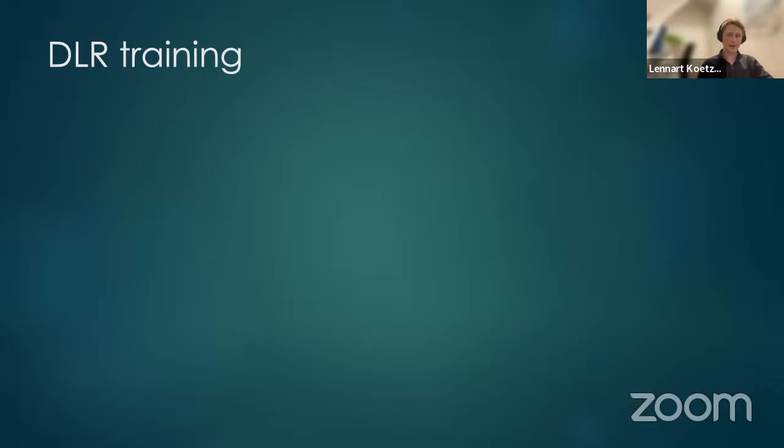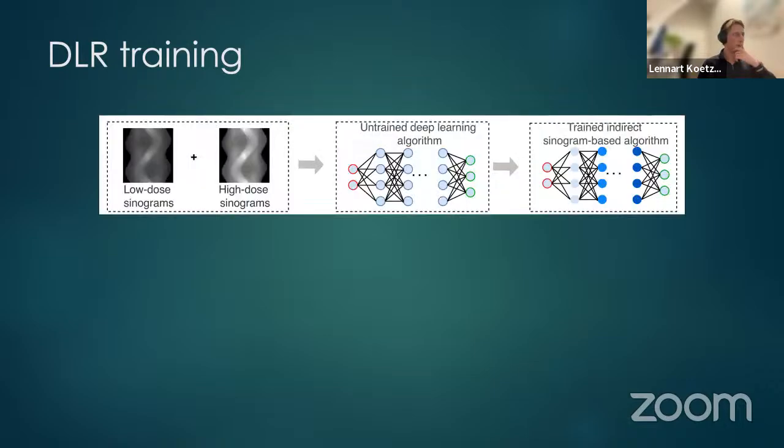When we have our data, we can train our network in 3 different ways. So first, we can optimize the sinogram. In sinogram optimization, we generally aim for artifact reduction. So when we have our low dose sinogram as input, and our high dose sinogram as ground truth, we train our network, and that's how we obtain our sinogram based algorithm.